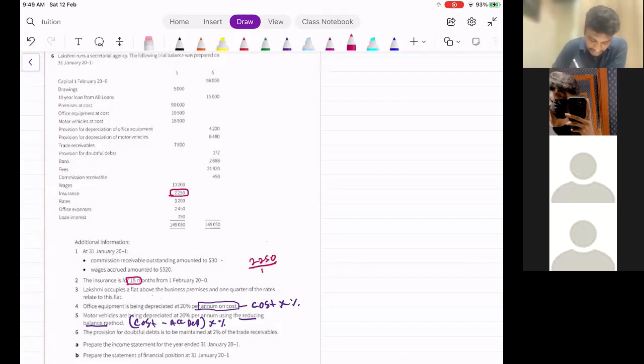So I divide by 15. Whatever answer I get is for one month. 2250 divide 15, I get 150. 150 is for 1 month. But now I want to know how much is my prepaid. How many months is prepaid? 1 year is supposed to record for how many months? 12 months, but you have paid for 15 months. 3 months. So times 3, you get how much prepaid? Okay. So after that, you know what to do, right? Yeah. Okay.